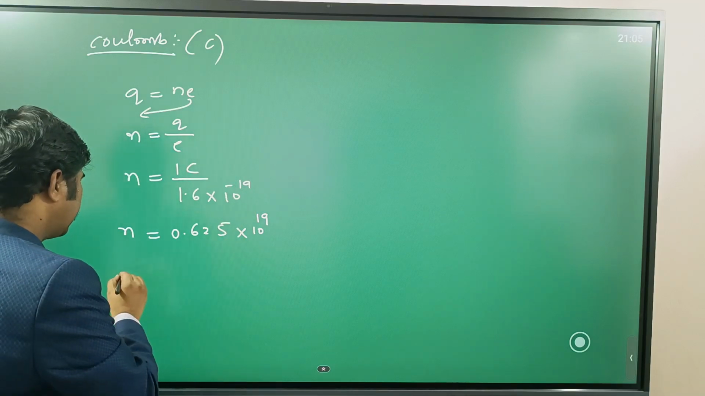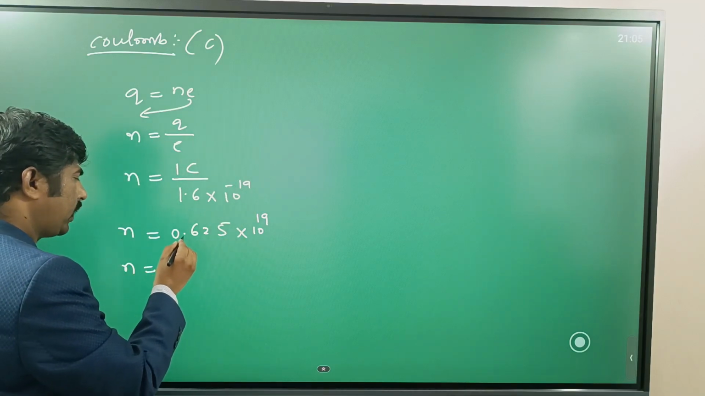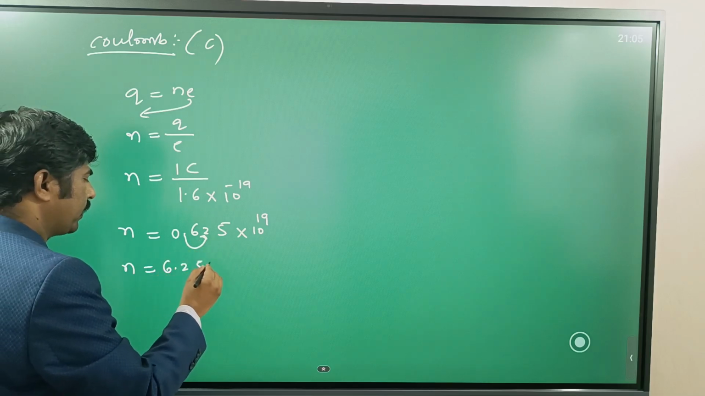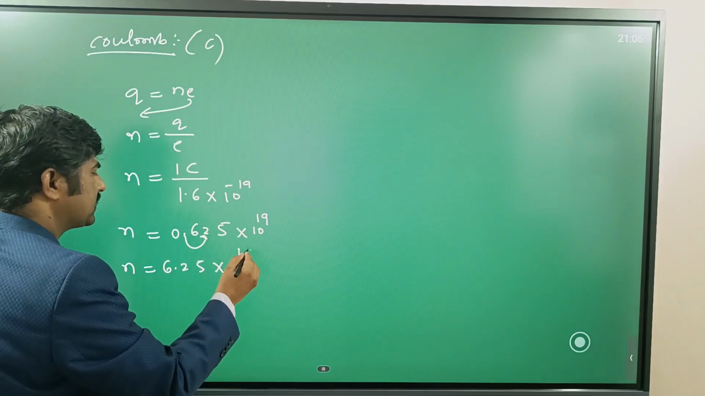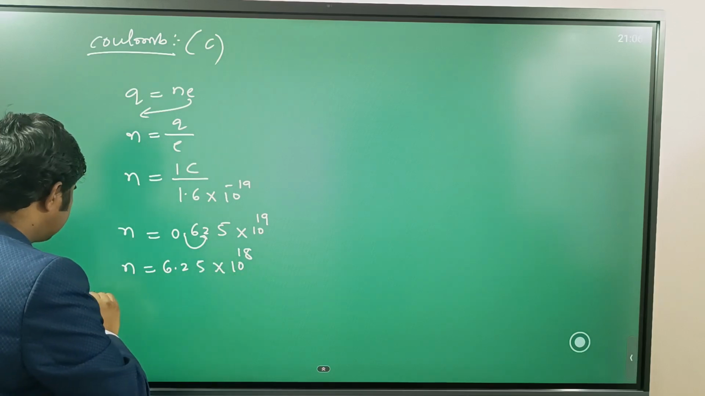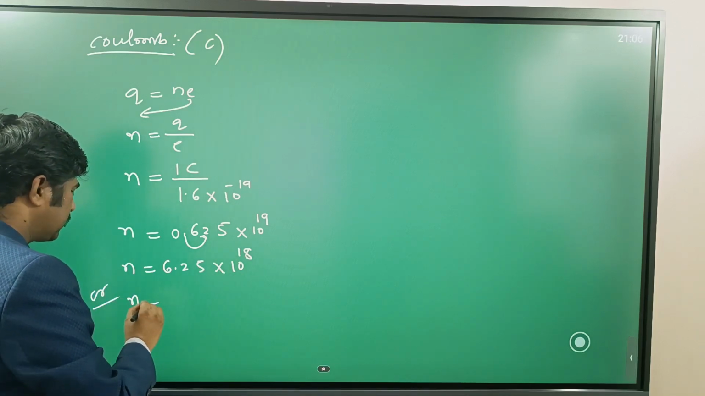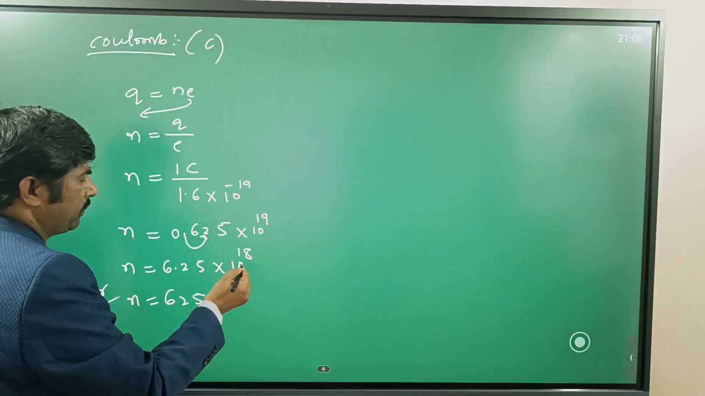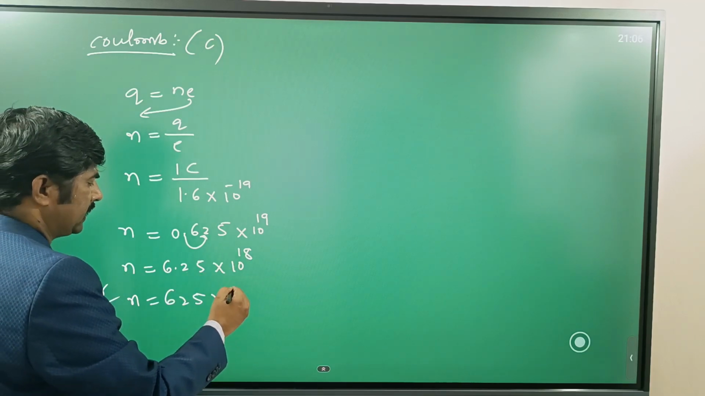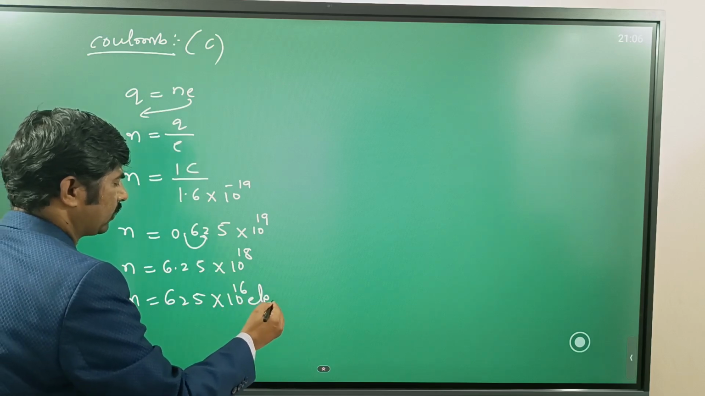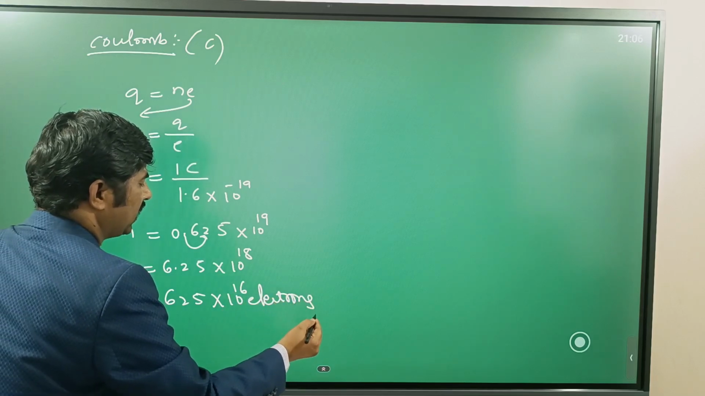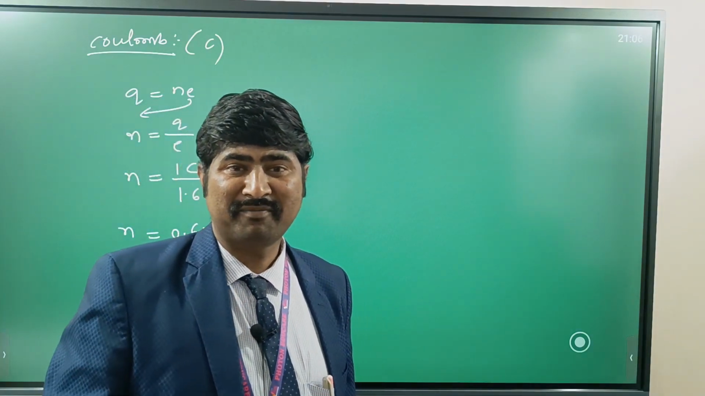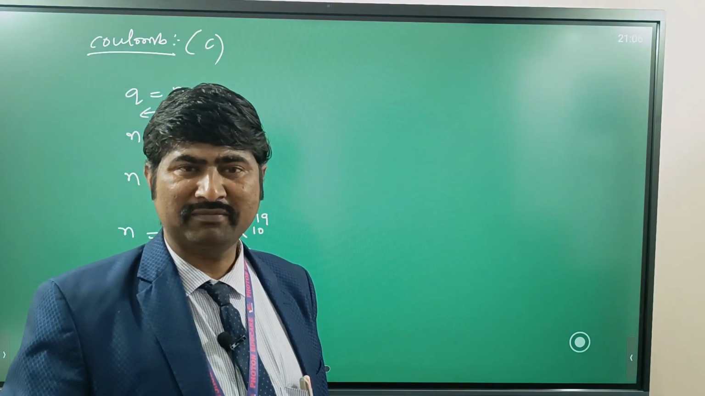So what will happen? You can write it by shifting the decimal point, so 6.25 into 10 power 18 electrons, or else you can also write N is equal to 625 into 10 power 16 electrons. You see, trillions of electrons make 1 coulomb. So 1 coulomb is a very large unit.